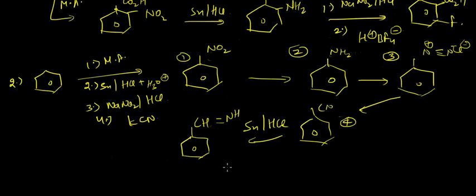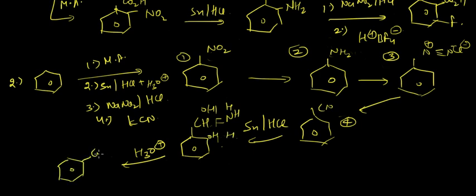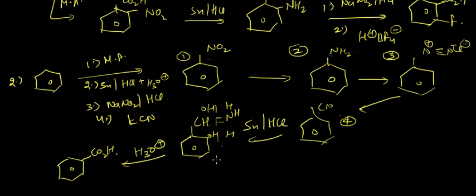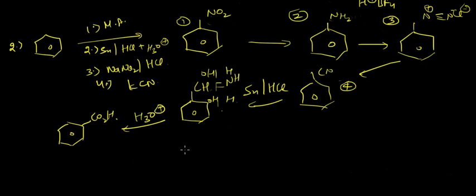Okay, now next what will happen is, when we pass this in an acidic medium we'll get something like OH and OH here. So we'll be getting carboxylic acid. Okay, so this is also a way to convert benzene into carboxylic acid.